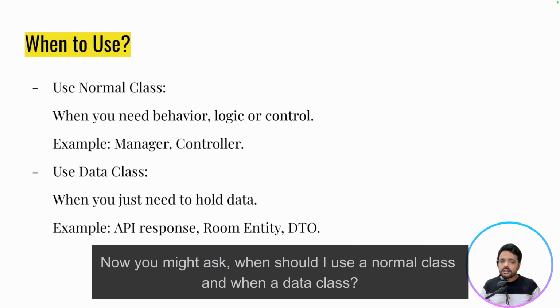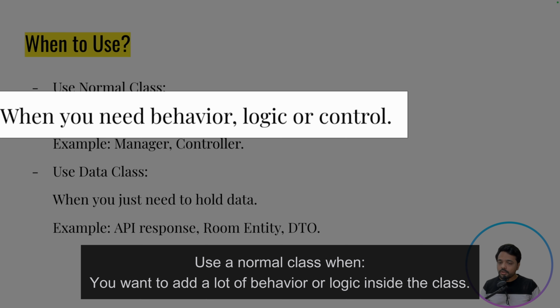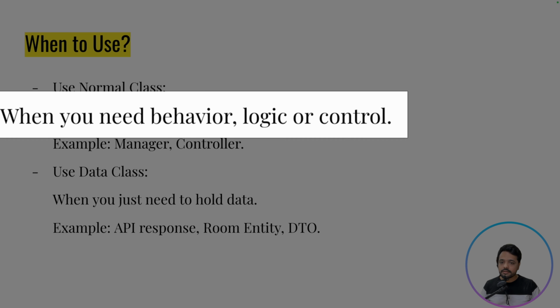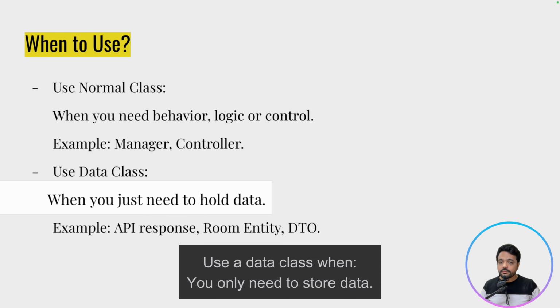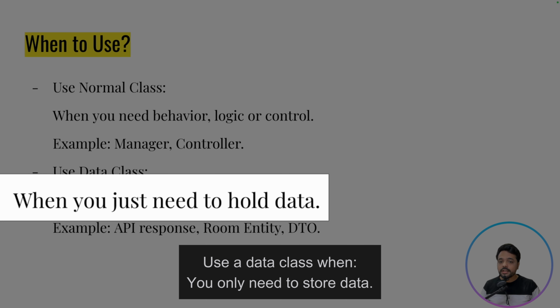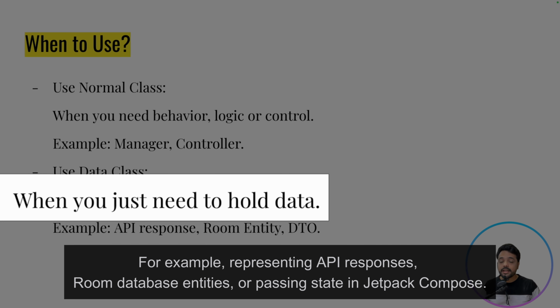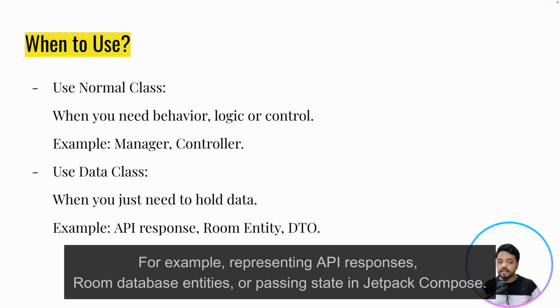Now you might ask, when should I use a normal class and when a data class? Use a normal class when you want to add a lot of behavior or logic inside the class. The class represents something more than just data, for example managers, services, controllers. Use a data class when you only need to store data, for example representing API responses, Room database entities or passing state in Jetpack Compose.